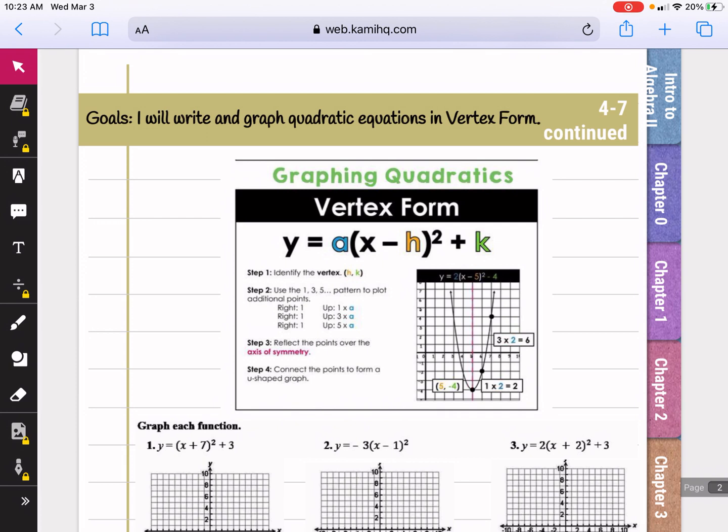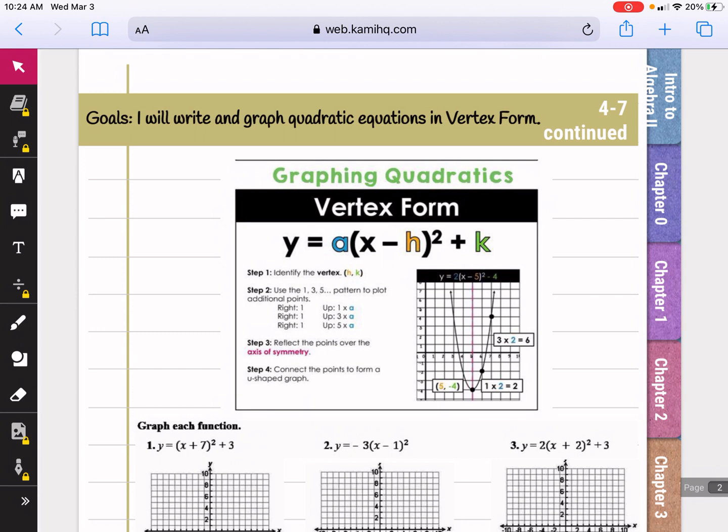From there, we're going to use something called the 1, 3, 5 pattern to plot additional points. So you look at your a value. If it's positive, you're going to go up. Negative, you go down by however many units that number is for a. Then by 1, 3, 5 pattern, I mean after you go up, let's say a is 1 unit. Next time, you're going to go up 3 times 1 or 3 units. Next time, you'll go up 5 times 1 or 5 units.